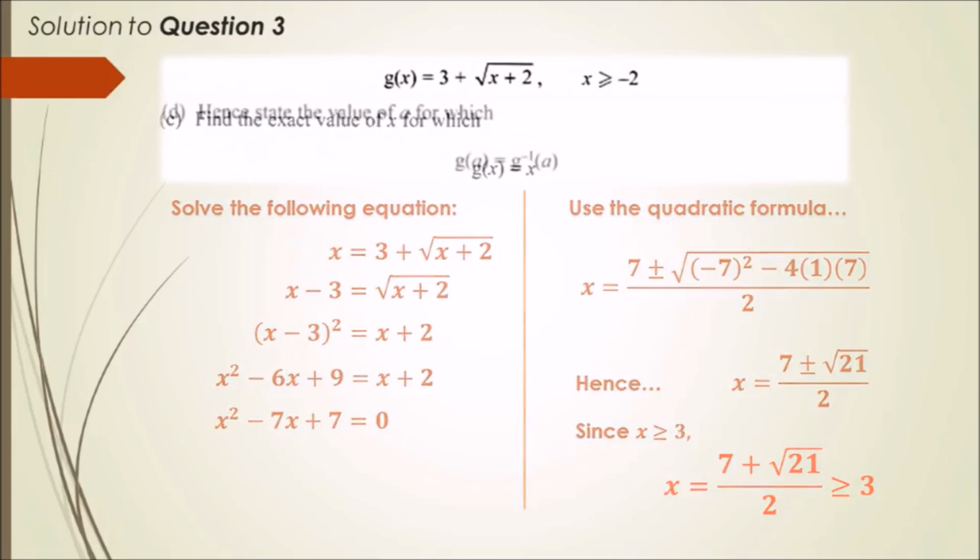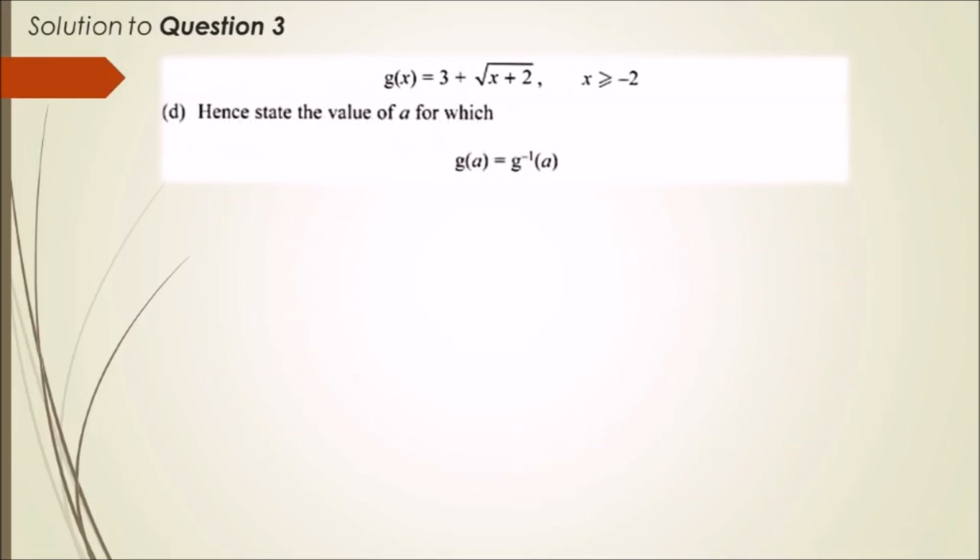And lastly, part D. Hence, state the value of a for which g is equal to its inverse. If we look back at part C, it said g(x) equals x. So clearly, if g(x) equals x, that means g(a) equals a, which also equals the inverse of a. So in fact, all three equal each other. If that's the case, all these functions must equal a. In the previous solution, we found that g(x) equals x, and x was 7 plus root 21 over 2. So clearly, a equals 7 plus root 21 over 2.